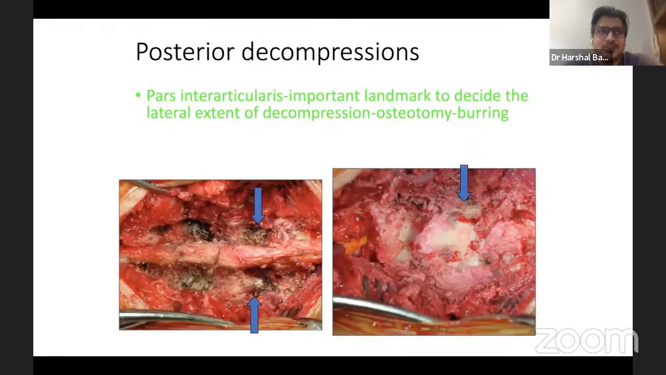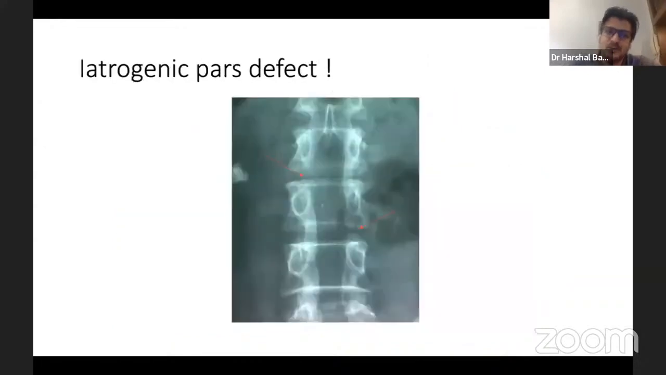What is the extent of lateral decompression? That is what all those slides were about. You should always look for the landmark, which is the pars interarticularis, and we should always preserve more than 5 mm of pars interarticularis. I would say up to 7 to 10 mm, but at least 5 mm should be preserved, because when we burr or osteotomize, we don't want to cause an iatrogenic pars defect or iatrogenic instability.